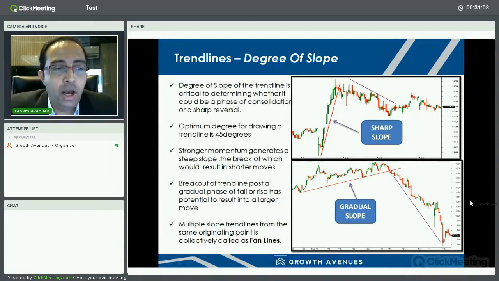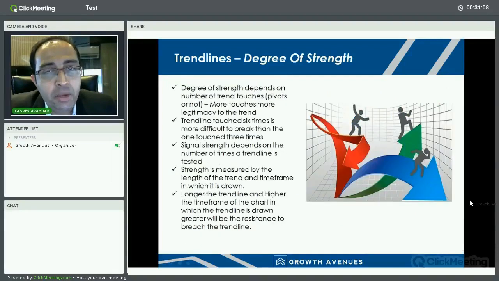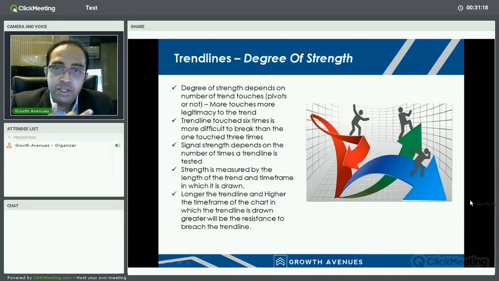Along with the degree of the slope, another critical aspect is the degree of strength. What do I exactly mean by the degree of strength? Degree of strength refers to how many times a trend line has been tested. A trend line, as we all know, touches a series of two or more pivots. If it is an upsloping trend line, it will be touching the lower pivots. If it is a downsloping trend line, it will be touching the highs. Having said that, if a trend line is tested more number of times, then it gives you great confidence that this trend line is going to hold.